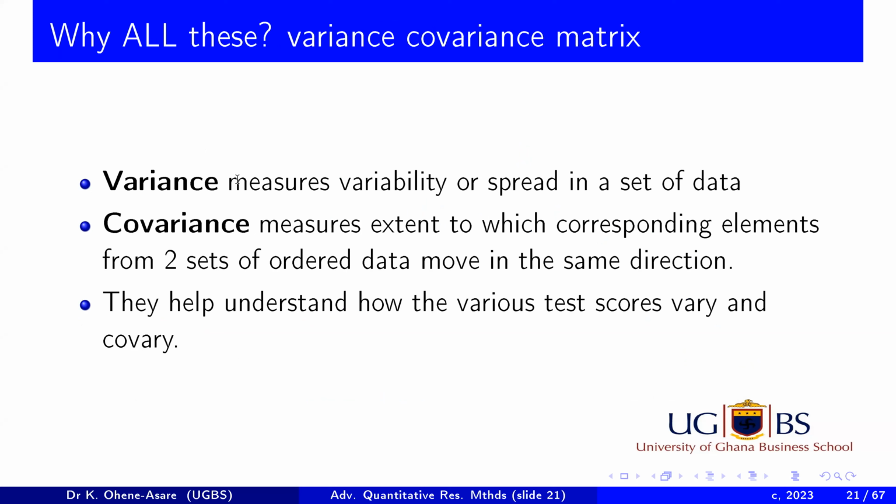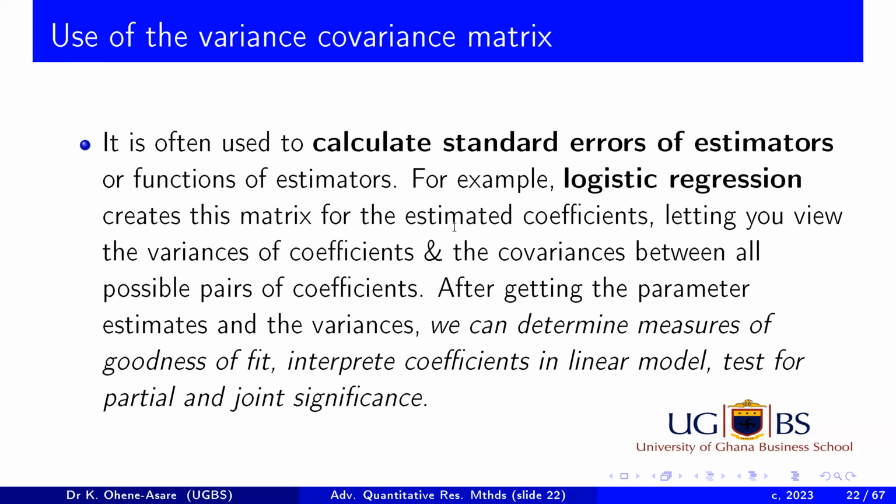The variances are useful when you want to look at the spread in the data set. The covariances will tell you which corresponding elements from the two sets move in the same direction. From covariances we even get correlations. They help you to understand the various test scores. The test scores here are going to be for the beta values, and whether the beta values you found are statistically significant or not.